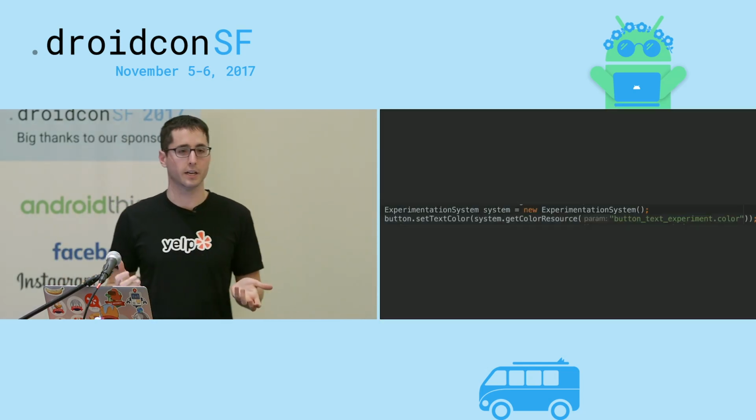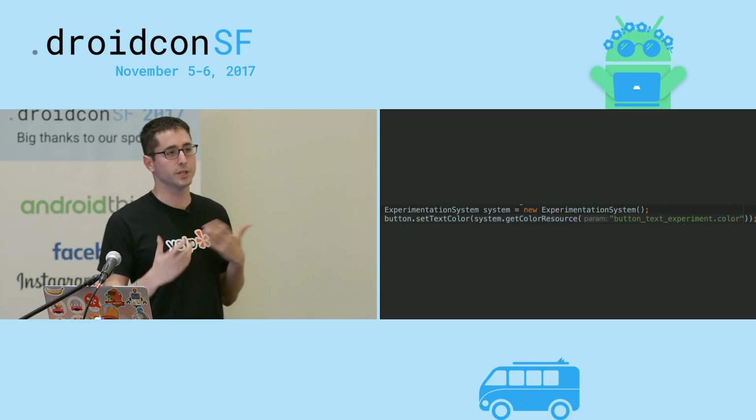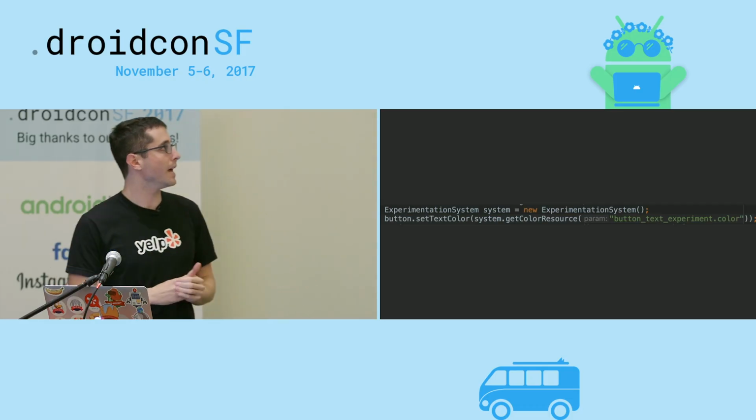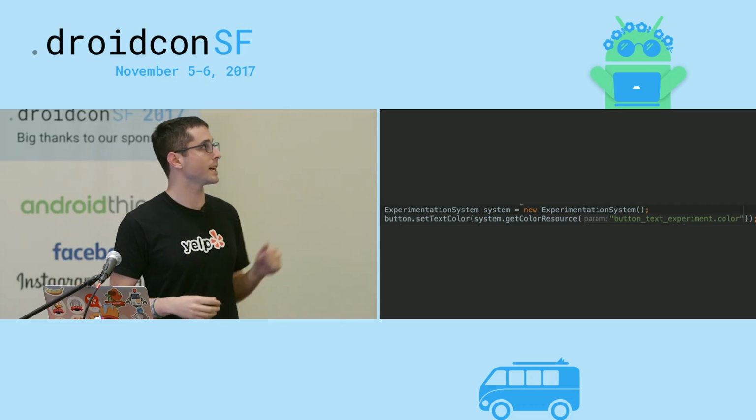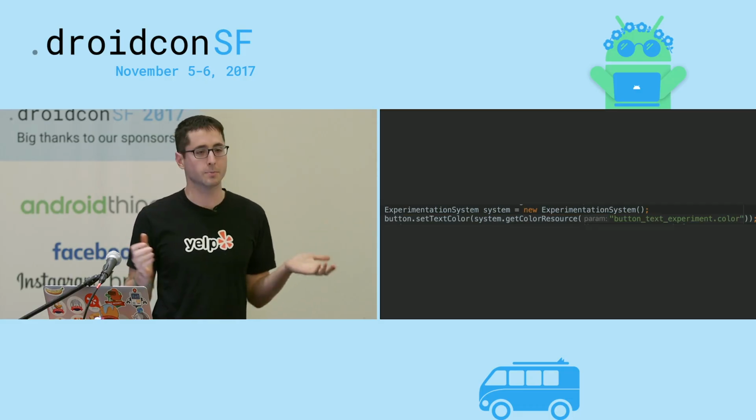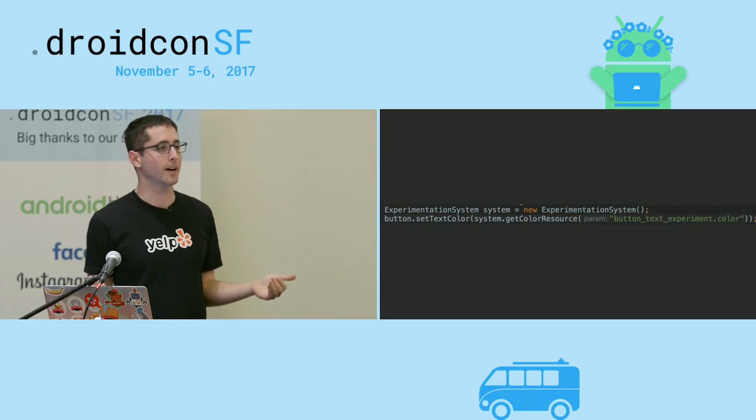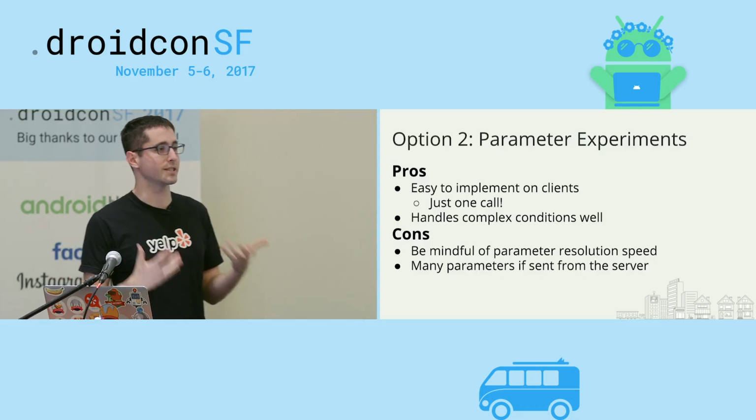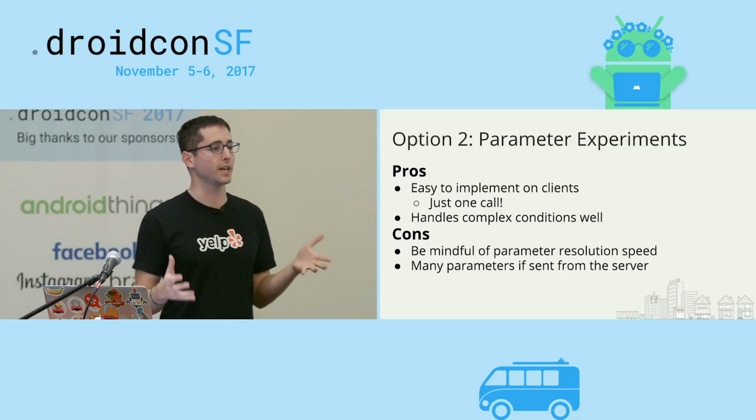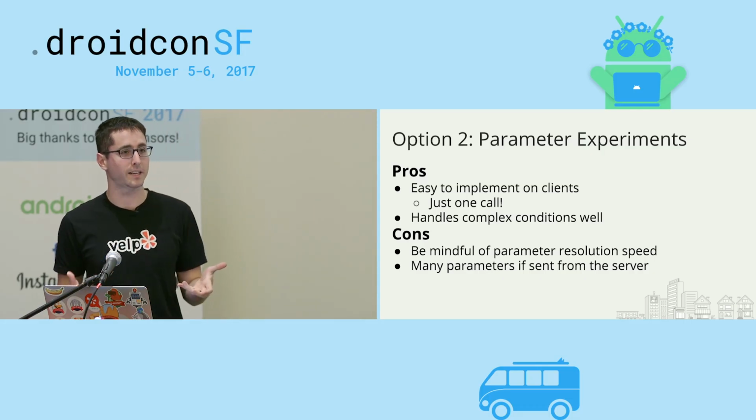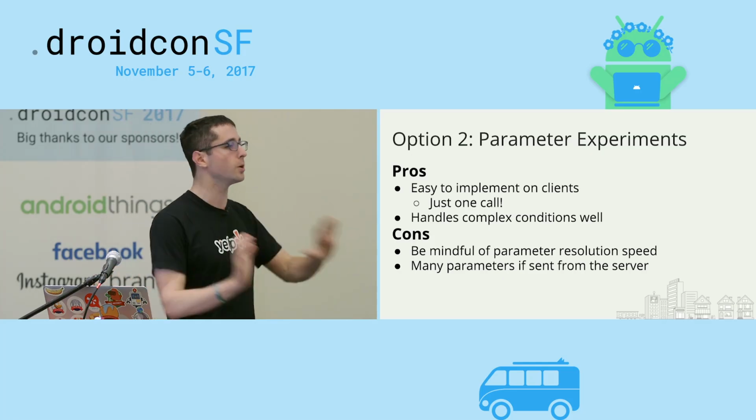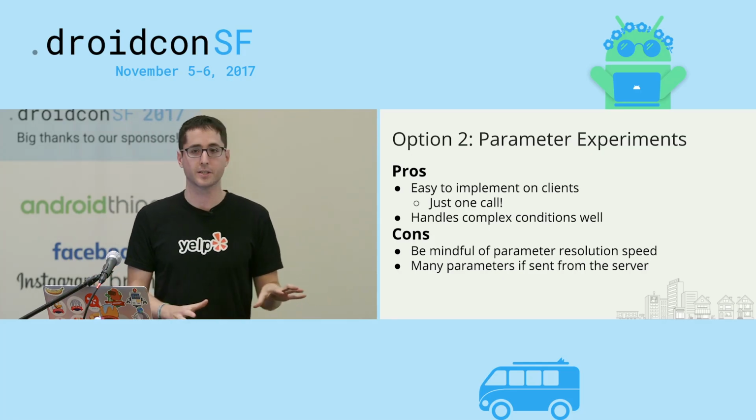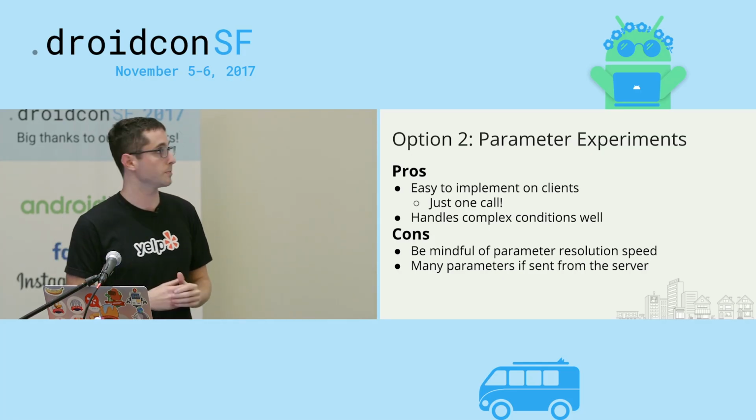So you instantiate an experimentation system, maybe you inject it through something like Dagger, and then you just say, set my text color to whatever the experimentation system says that the value for this parameter is. So the advantage here is that as a client developer, all of that complexity of having to run all of these interrelated experiments just goes away because you push all of that down to your experimentation system, and you don't need to think about it nearly as much.